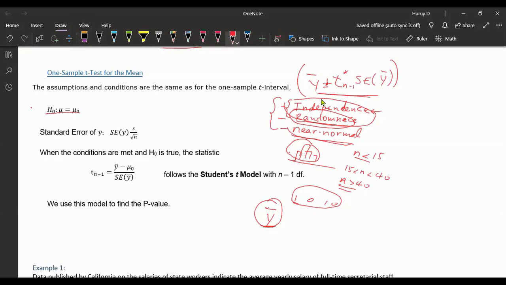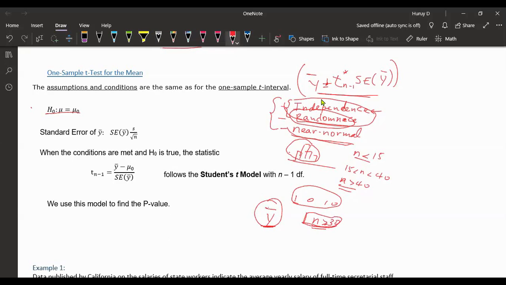So when n is between 15 and 40, when n is less than 15, when n is greater than 40. But again, these numbers are not strict. Sometimes they will tell you that when n is greater than 30, then you don't have any problem. In many statistics books, you will find this one. When n is greater than 30, then we assume the sample is large enough.